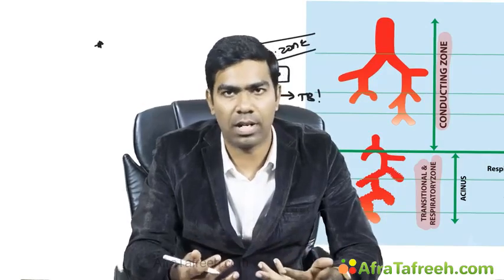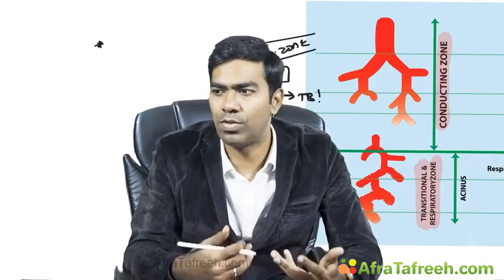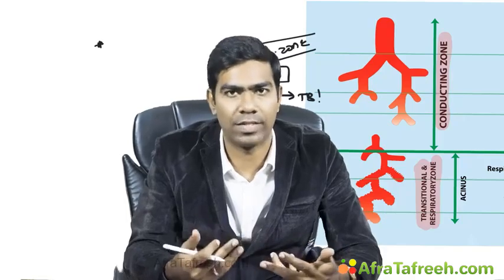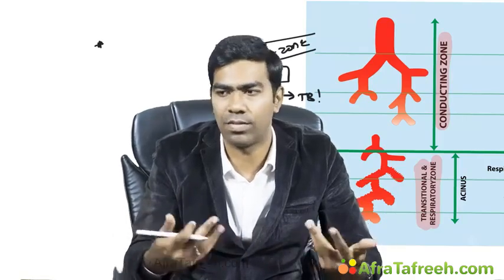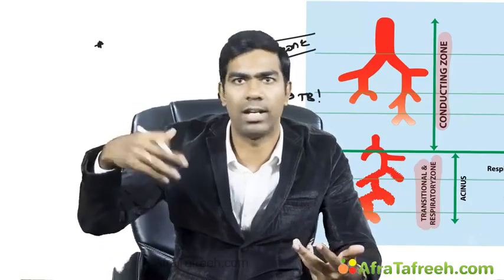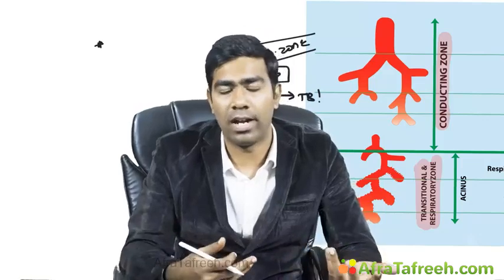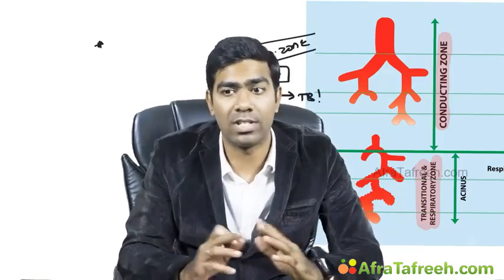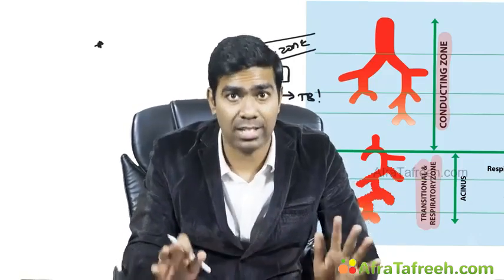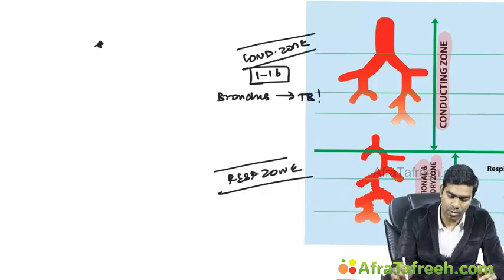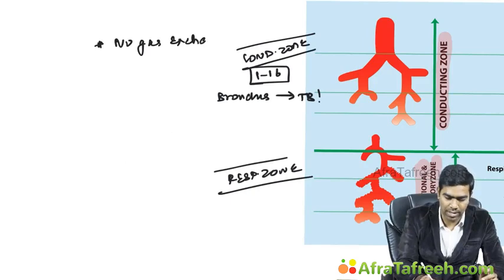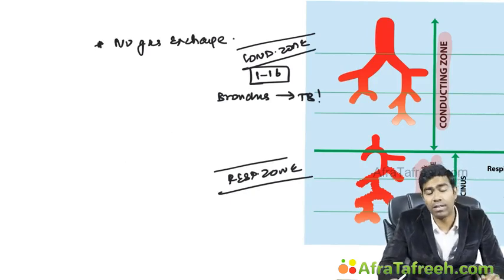And typically, if you ask me about the major function of the conducting zone, it's useful in mucociliary clearance because they have a lot of cilia and they have the escalator function, which means they push the organisms or any dust out of the system, and they also humidify the air. One important aspect of the conducting zone is that there is absolutely no gas exchange happening there. You have to be very, very clear about that.